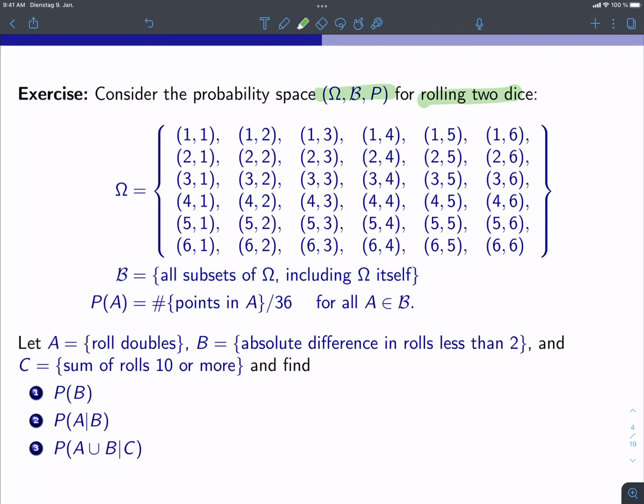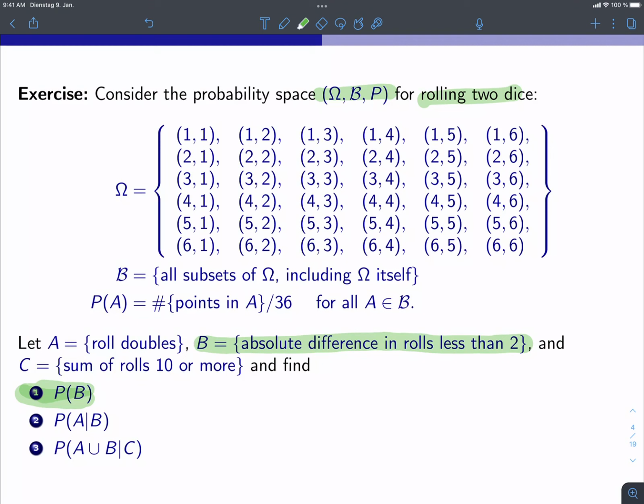And the way we would compute probabilities is by counting the points in any event and dividing by 36, which is the total number of points in the sample space. Okay, so if we define a few events and then compute conditional probabilities, it would look like this. So I guess first let's just compute the probability of B. The absolute difference in rolls is less than 2.